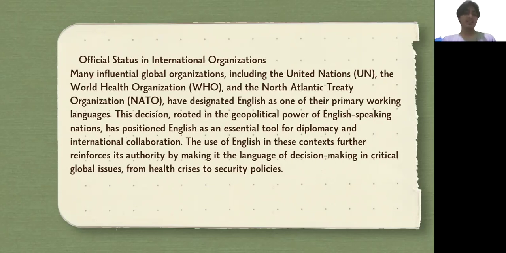And then there is official status in international organizations. Many influential global organizations, including the United Nations or UN, the World Health Organization or WHO, and the North Atlantic Treaty Organization or NATO, have designated English as one of their primary working languages. This decision, rooted in the geopolitical power of English-speaking nations, has positioned English as an essential tool for diplomacy and international collaboration. And the use of English in this context further reinforces its authority by making it the language of decision making in critical global issues, from health crises to security policies.